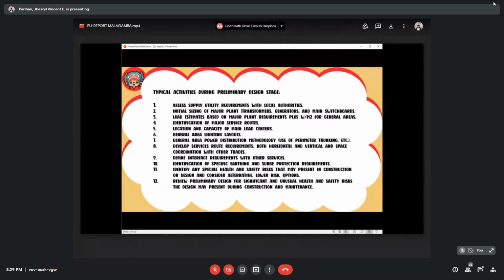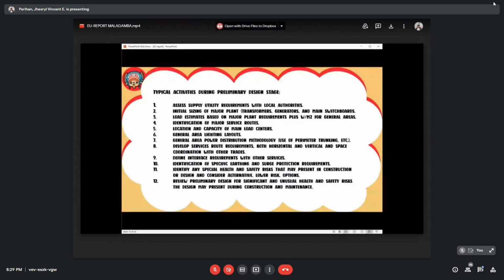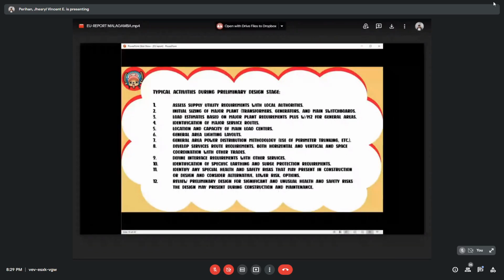Sixth, general area lighting layouts. Seventh, general area power distribution methodology, using perimeter trunking, etc. Eighth, develop services route requirements, both horizontal and vertical, and space coordination with other trades. Ninth, define interface requirements with other services. And tenth, lastly, surge protection requirements.